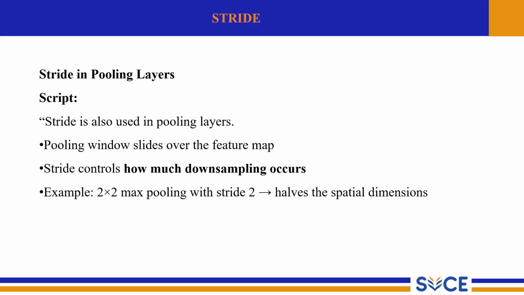For example, 2 by 2 max pooling with stride 2 takes the maximum value in each 2 by 2 patch and moves 2 pixels each step. This reduces the feature map size by half in both width and height, keeping only the most important features. So stride in pooling controls how aggressively we reduce spatial dimensions, balancing computation efficiency and feature retention.